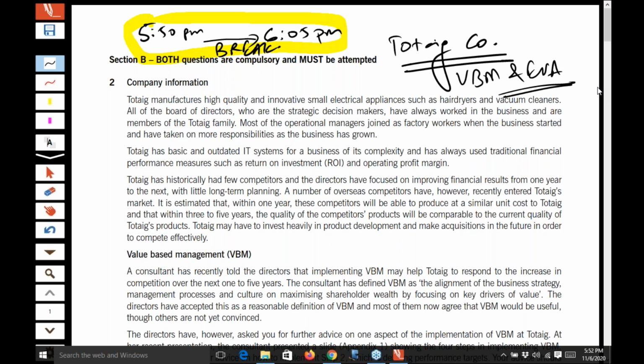As an illustration, they have asked you to evaluate by calculating economic value added, whether Totac has generated value or not. You should use the financial information given in appendix 2. Now, the appendix 2 is here. We need to calculate the EVA using this information.